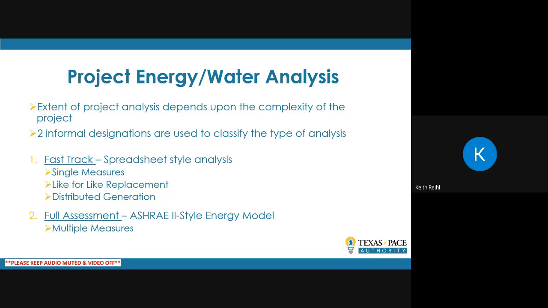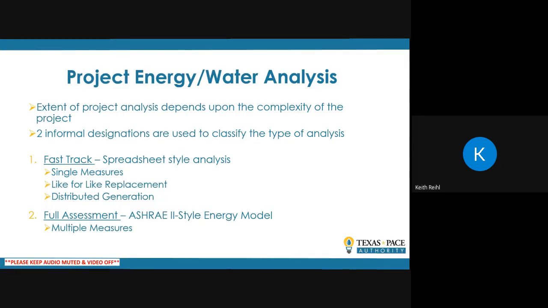There are two ways to really do that analysis. There's Fast Track, which is a spreadsheet style analysis. You take your water efficiency measures and put them into one, your air conditioning and HVAC in another, lighting in another, and put it all together. It's a simpler analysis, but it still takes time to do, and you need to know what you're doing to come up with good numbers. You can also do a full ASHRAE style energy model, and there are ASHRAE guidelines for doing energy models and the like. Programs, I think we're on the next slide.